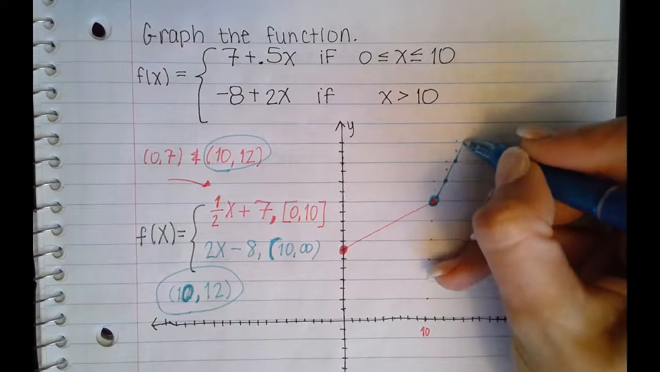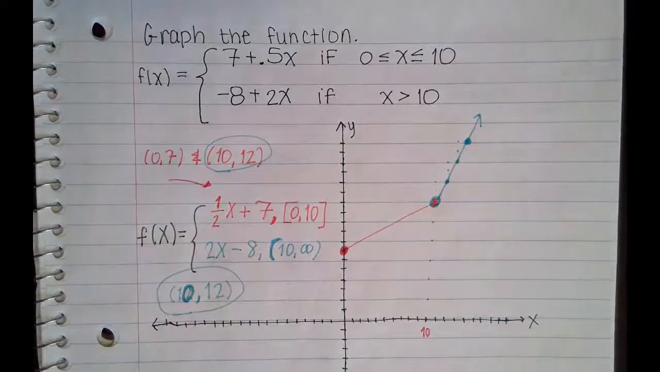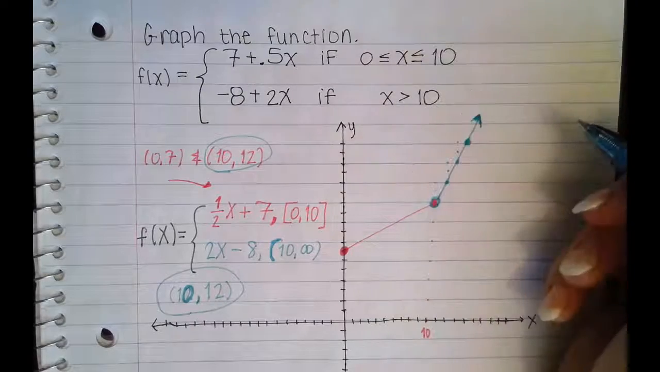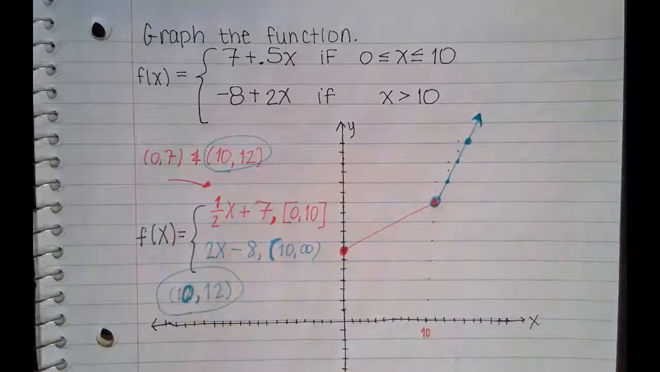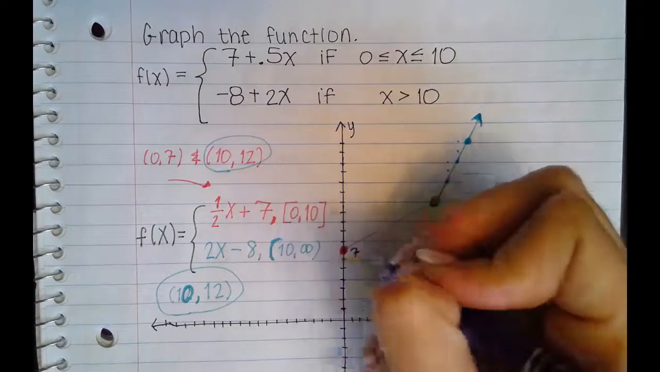This one will have an arrow because it's not a closed domain. It goes on forever to the right towards infinity. But that's up to you. You need to choose the option that's going to be best for you. So again, that was 7 on the axis there. This is 12 on the axis. That ordered pair is 10, comma 12. This ordered pair is really 0, comma 7.